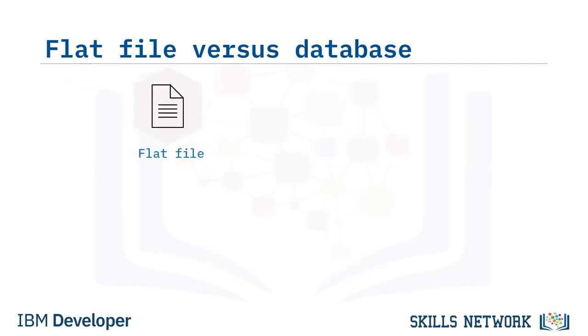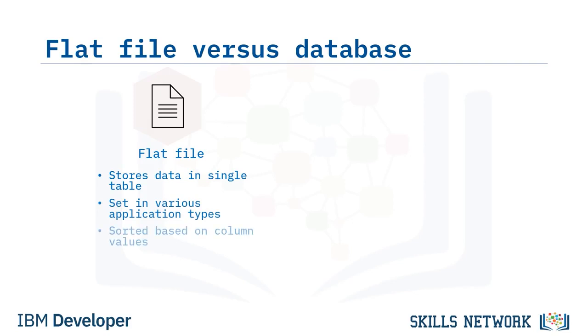A flat file database, also known as a text database, stores data in a single table and can be set in various application types, including HTML documents, simple word processors, or worksheets in spreadsheet applications. The tables within a flat file database can be sorted based on column values. Flat files serve as a solution for simple database tasks.